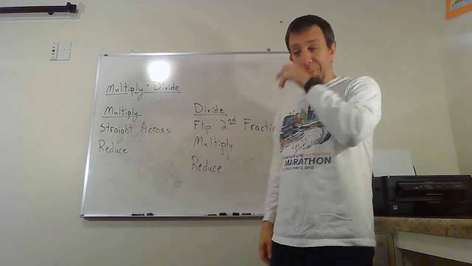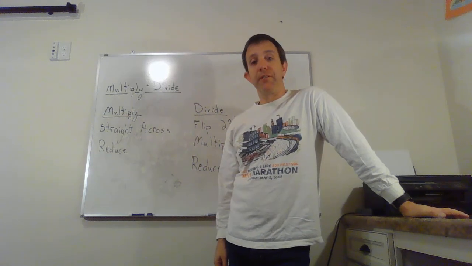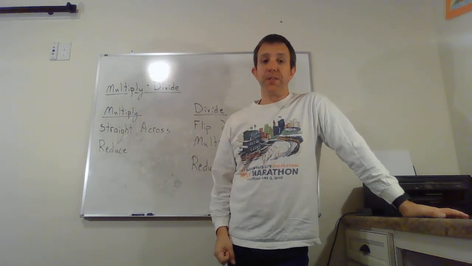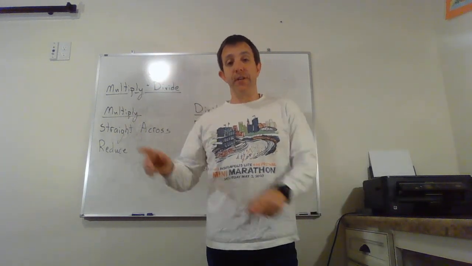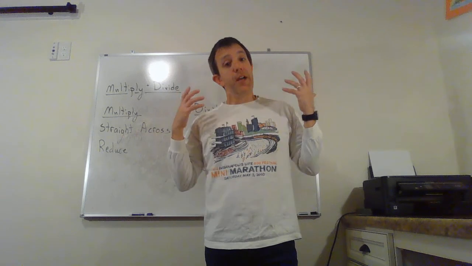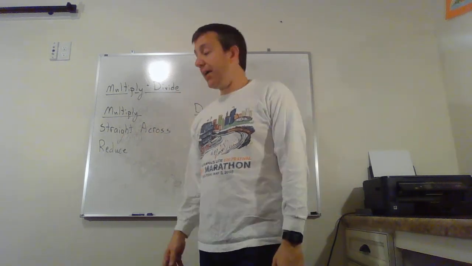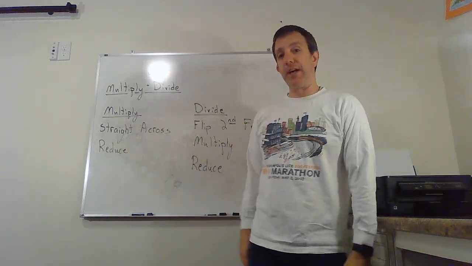All right, so here we go. To multiply, you just go straight across. Really, multiplying fractions is just two multiplication problems instead of one. You multiply your numerators together, you multiply your denominators together, and that will be your answer. You do need to make sure that when you're done, if you can, you reduce your fraction.